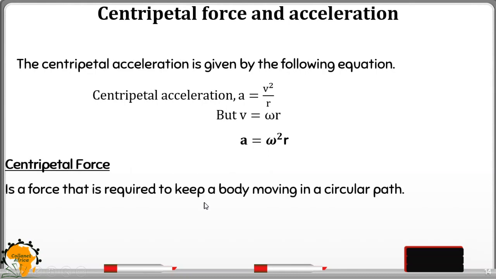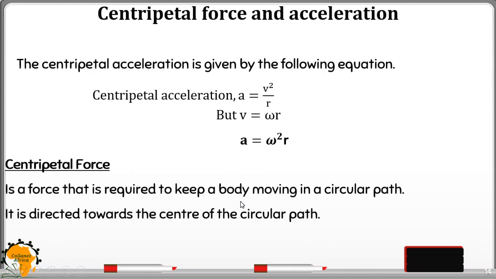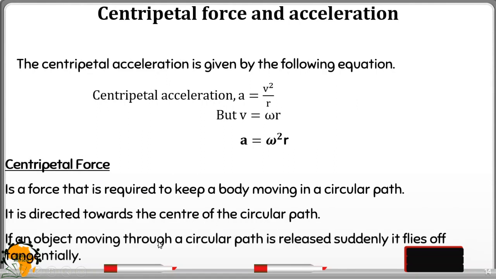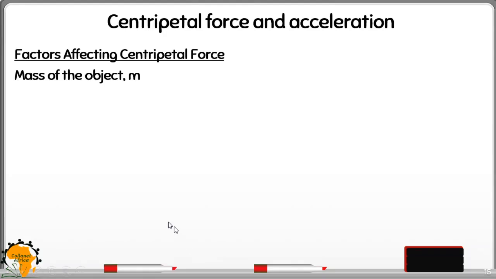Then we look at centripetal force. This is the force that maintains the body in that circular path. It is directed towards the center of the circular path. If you have an object that is moving in a circular path and then suddenly you cut off the thread, that is, the string that is tying that body, you'll find that the body will fly off and follow a straight line, a tangent, which implies that the body has what we are calling the linear velocity.